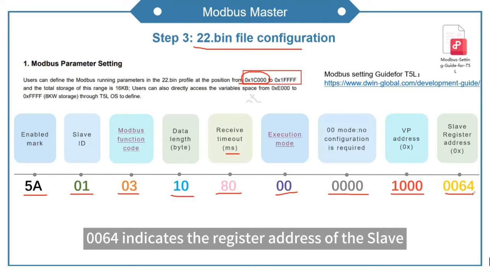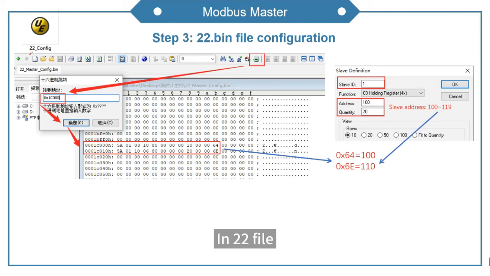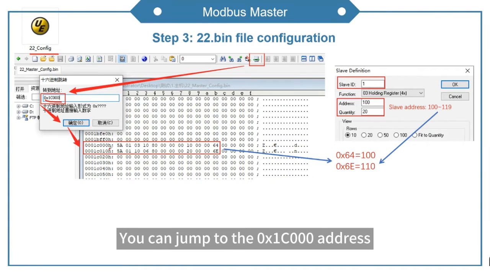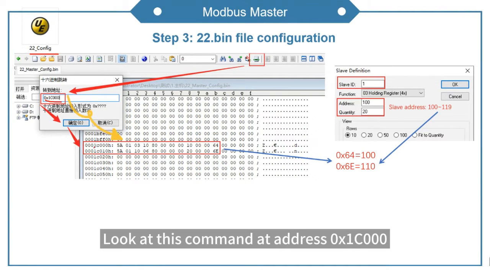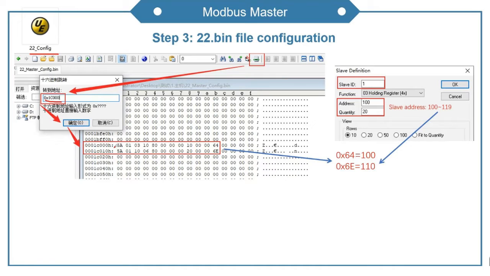1000 indicates the VP address. 0064 indicates the register address of the slave. In 22 file. Click the icon and enter 0x1C000. You can jump to the 0x1C000 address. Look at this command at address 0x1C000. It means reading slave data.